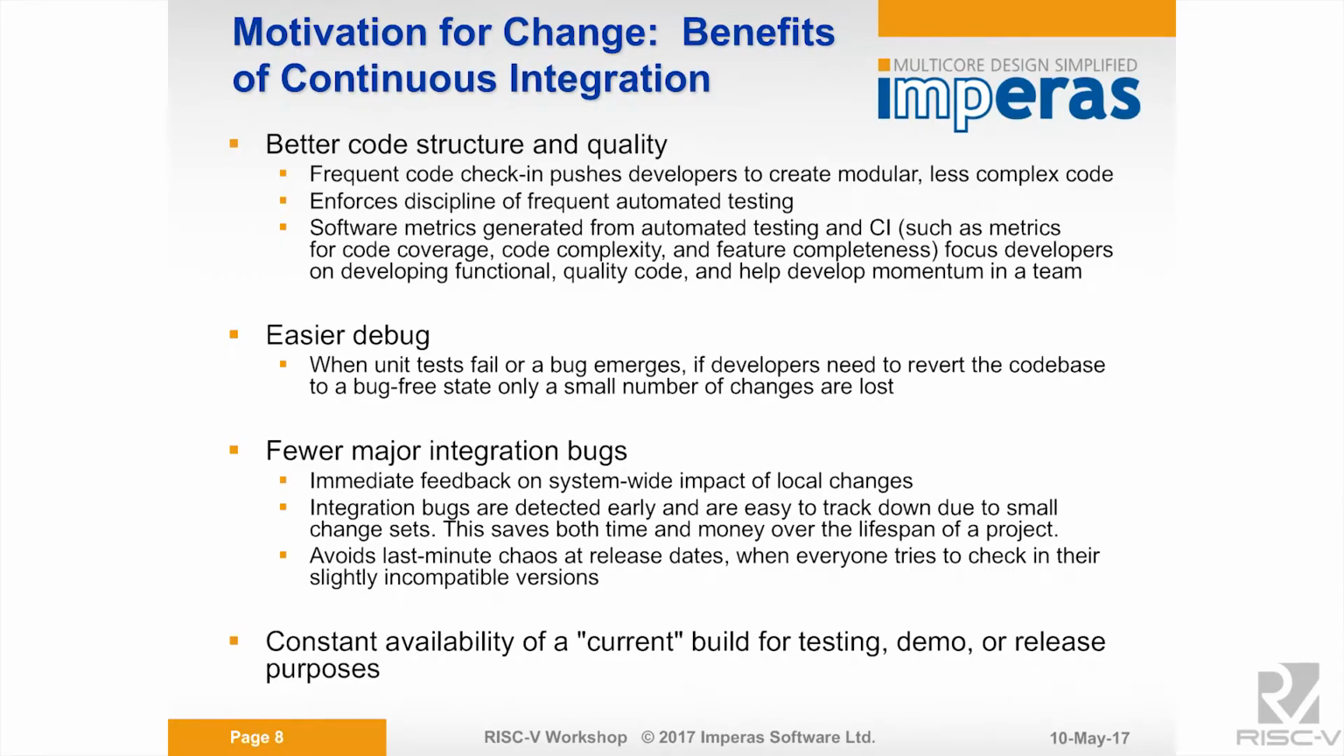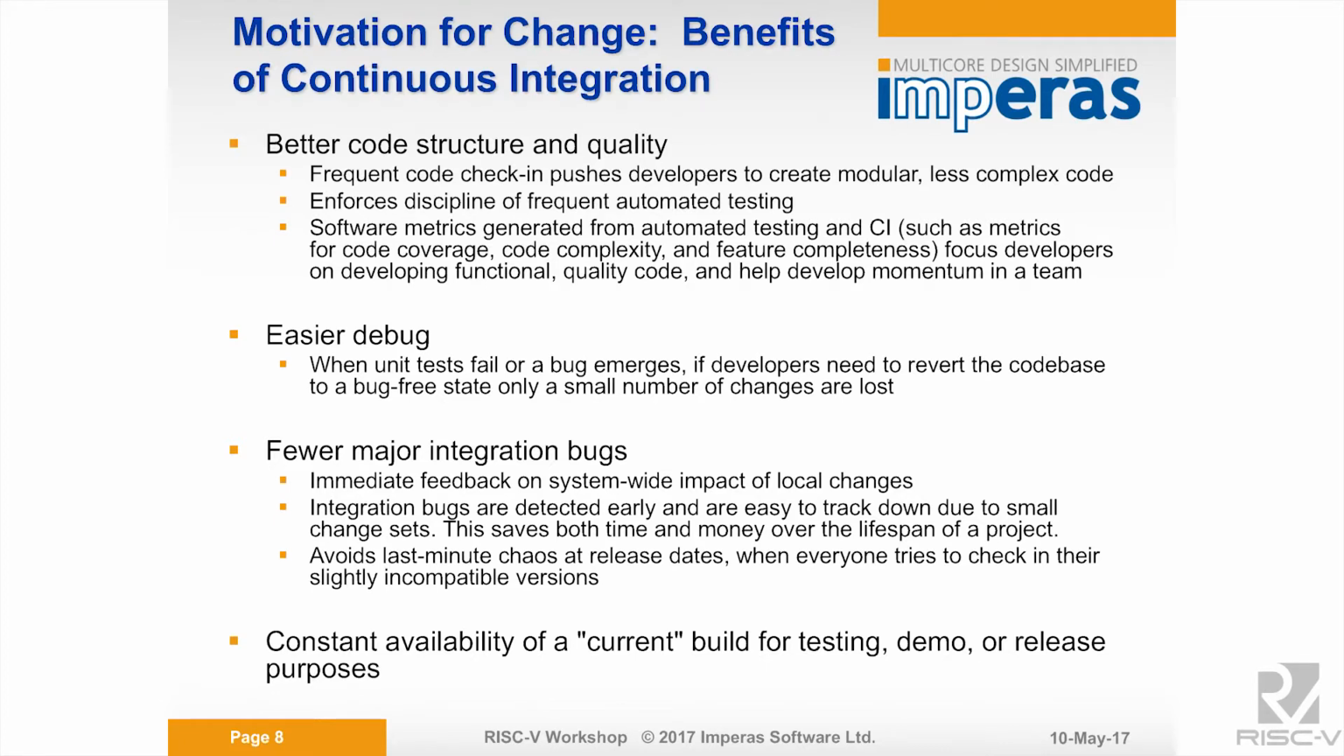So this frequent code check-in pushes developers to create more modular, less complex code. It also enforces a discipline of frequent automated testing, which is a good thing from a software perspective. And then in this methodology, there are also software metrics that are generated using tools in addition to just doing the testing. So tools for code coverage, code complexity, feature completeness. This helps focus the developers on developing functional quality code, and the metrics also help develop momentum in the team. These metrics also help software management, obviously.